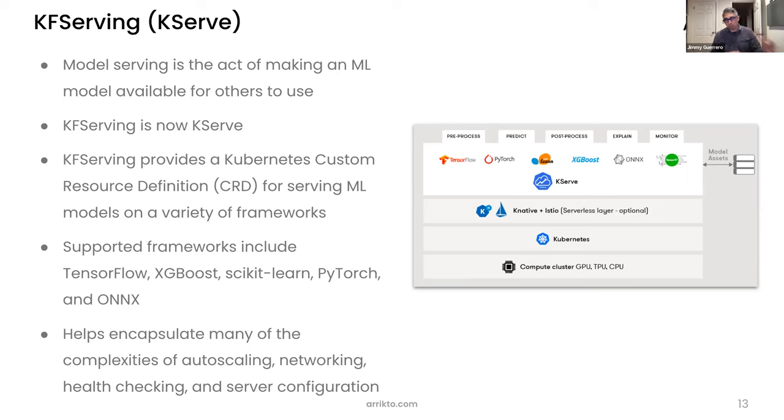So depending on what blog, doc, or video you watch, you just want to be aware that those terms may be used interchangeably. So what KF Serving does is that it provides basically a Kubernetes CRD, right? So for those of you coming from the Kubernetes world, and it's for serving ML models on a variety of different frameworks. So things like TensorFlow, XGBoost, scikit-learn, PyTorch, and ONNX.